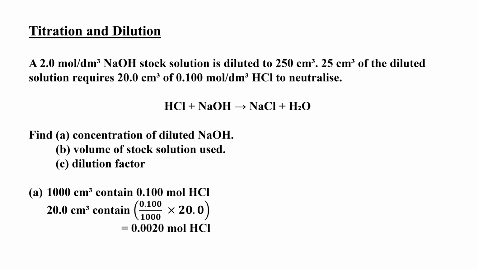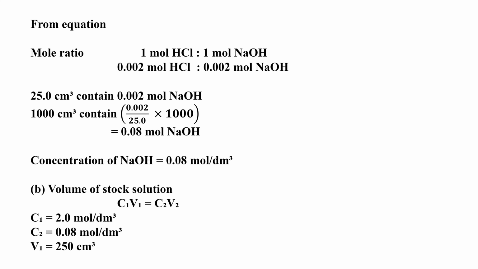This question is based on a titration. First we find the number of moles of hydrochloric acid from its volume and concentration. From the equation, the number of moles of sodium hydroxide reacting with the hydrochloric acid can be deduced. This number of moles is found from the volume that has been titrated with the hydrochloric acid. By proportion, the concentration can be calculated.